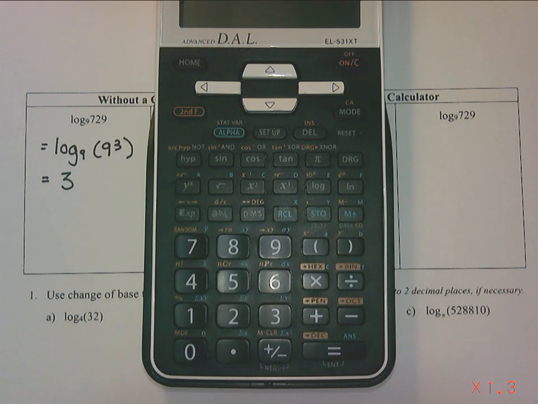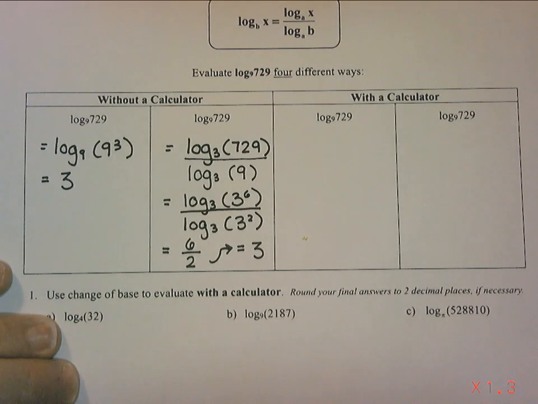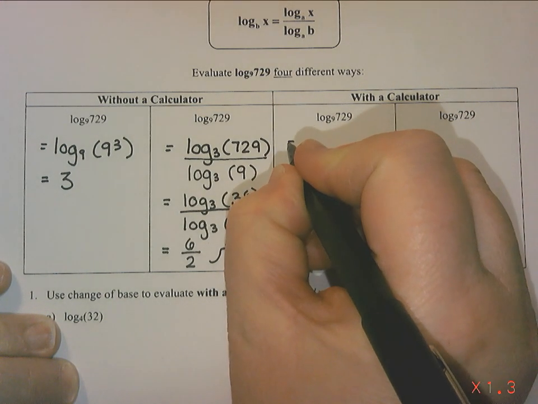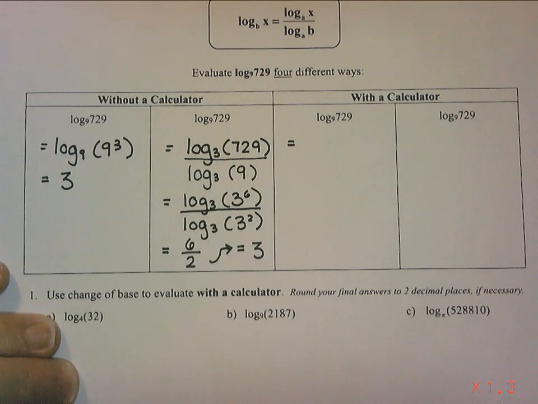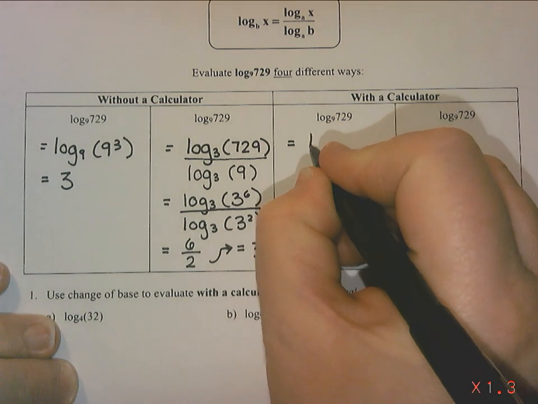Some of you might have a calculator that allows you to put any base in, but the majority of calculators do not. So I'm going to start with log base 10. So I'm going to try to change this to log base 10. So I have log base 9 of 729. So I'm going to do log base 10.